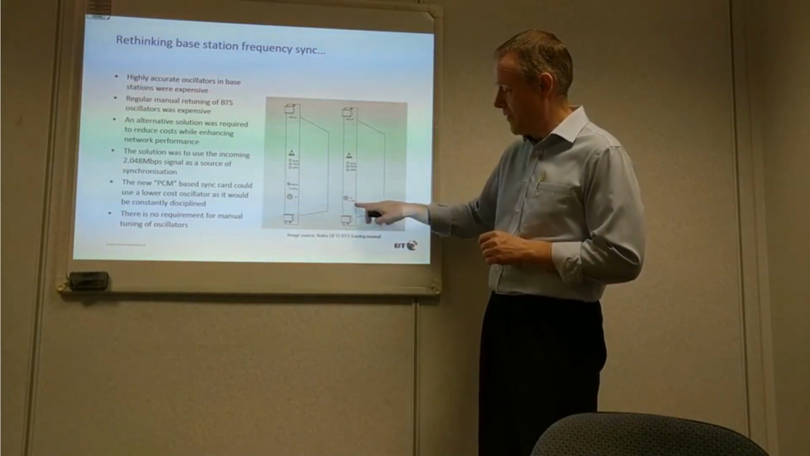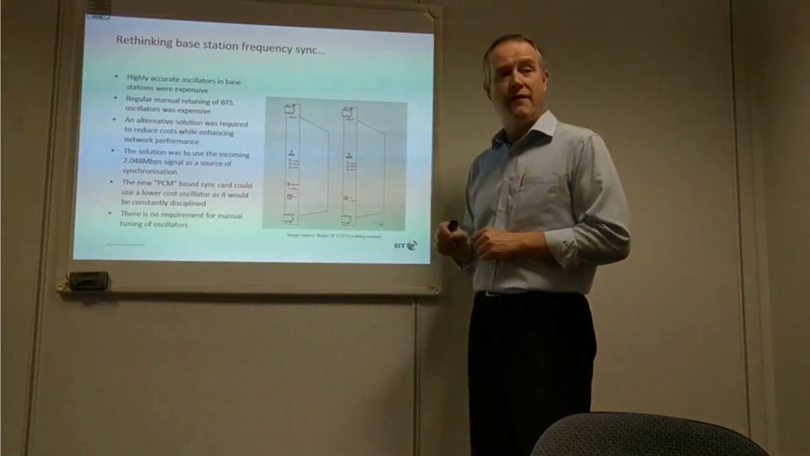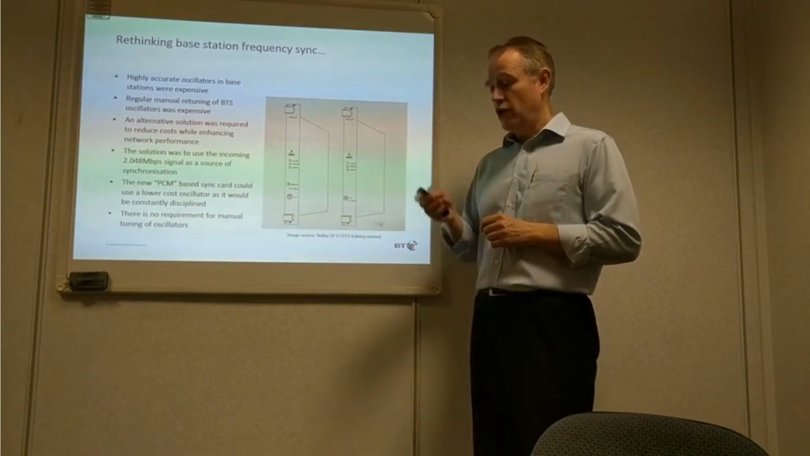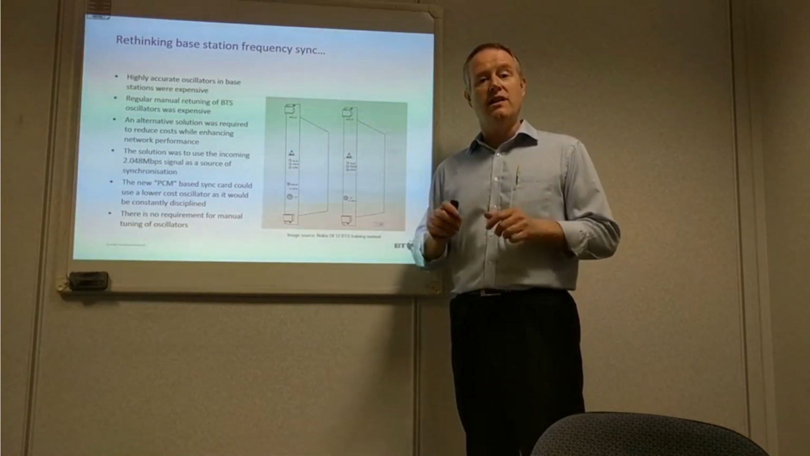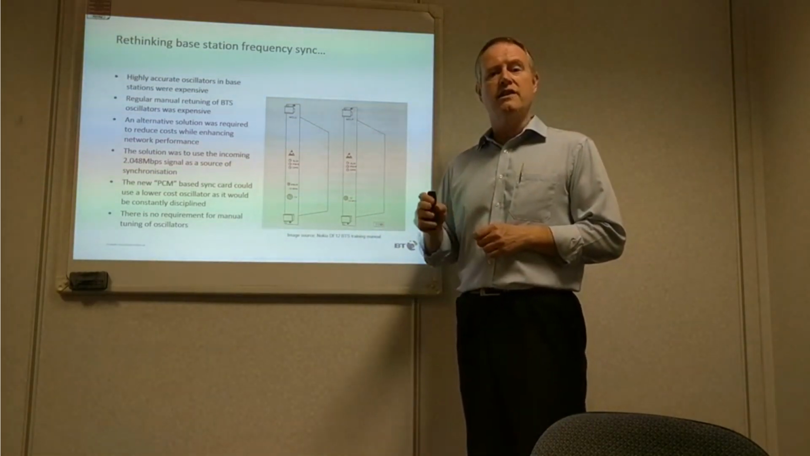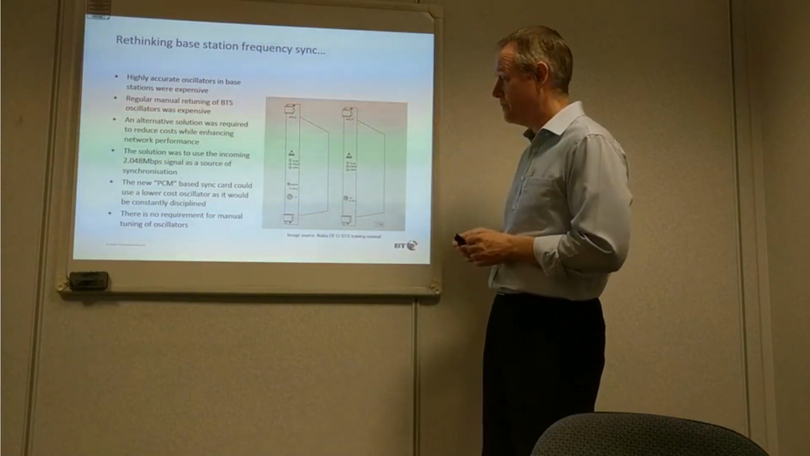You see here now we've got a 13 megahertz test point. We do need to take a reading on the card, but you no longer have the potentiometer to adjust it. If you need to do a fast tune, you can log in via the operations and maintenance unit and change the DAC word, the digital value, and quickly bring the card into frequency. So for example, when you're installing a new card or commissioning a new base station.